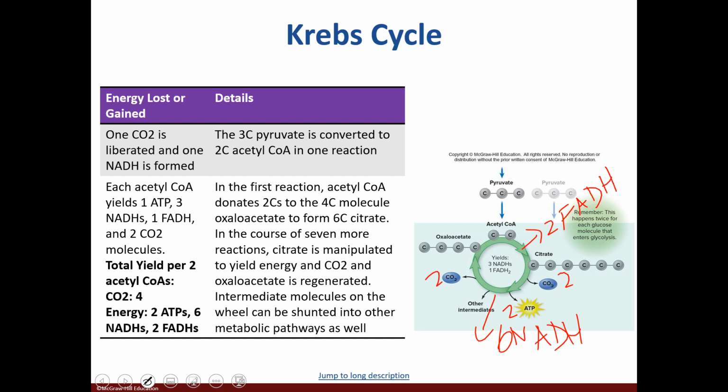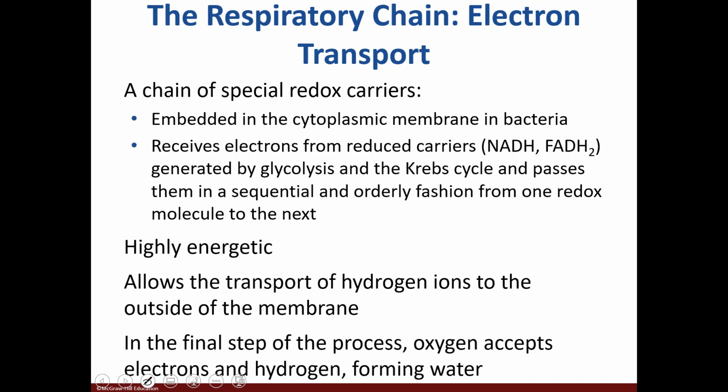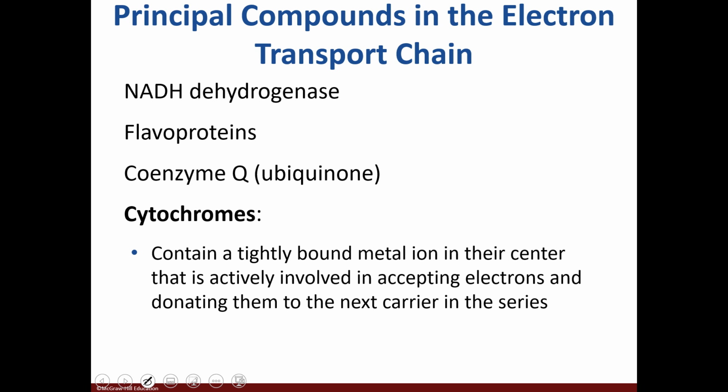In the electron transport chain, which occurs in the cell membrane of bacteria, those NADH molecules and FADH2 act like Ubers and bring electrons here. In the process, hydrogen ions are pumped outside the cell, oxygen pulls at the electrons and hydrogen, and water forms. The major compounds that carry out these processes are NADH dehydrogenase, flavoproteins, coenzyme Q, and cytochromes. Cytochromes assist in transporting electrons from one carrier to the next.